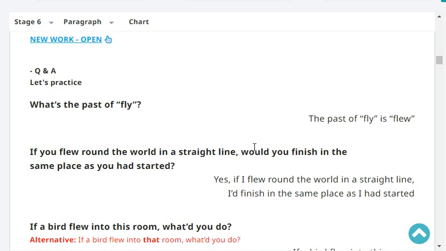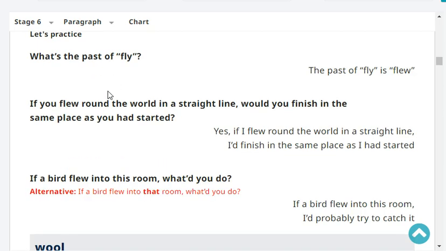What's the past of fly? The past of fly is flew. If you flew round the world in a straight line, would you finish in the same place as you had started? Yes. If I flew round the world in a straight line, I'd finish in the same place as I had started.